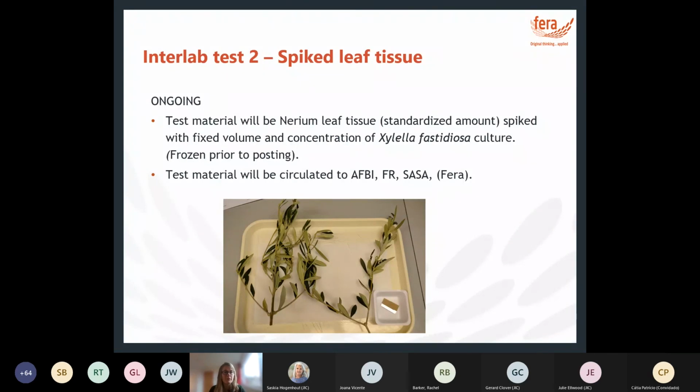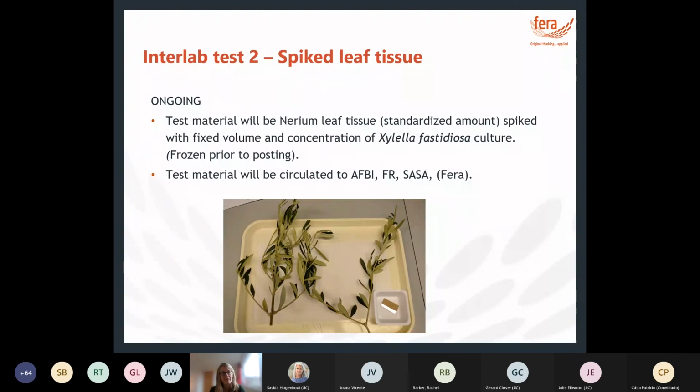So we were going to do a second interlaboratory test where we were going to send out spiked leaf tissue, but coronavirus happened and everybody's labs were shut down. And when they reopened, or they were stripped down to the minimum, and when they reopened, we were all just trying to do our statutory work. So we haven't managed to progress this one. We thought we'd got quite far, but then we lost some of the plants from the greenhouse. And so we have to wait for those.